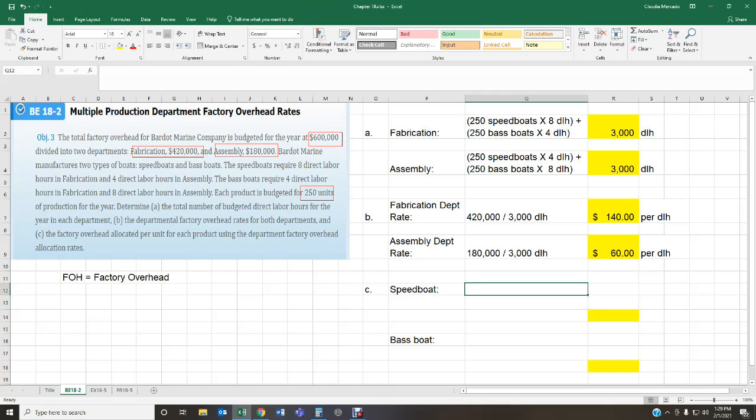Okay, so now let's figure out first. We're going to figure out how much it is going to cost me to manufacture one speedboat. If I had to manufacture one speedboat, how much is it going to cost me? Well, first I know that we start in the fabrication department.